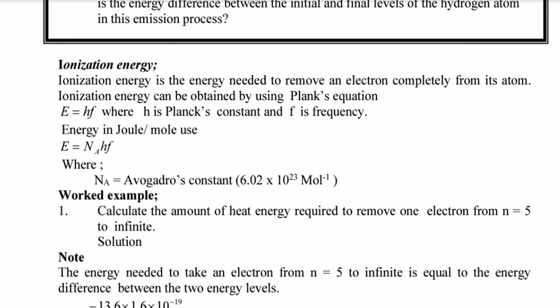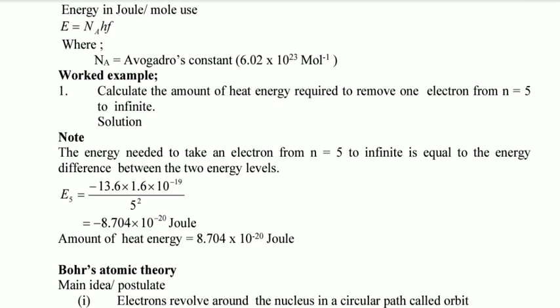which is energy is equal to negative 13.6 e divided by n squared. Now, in the ionization energy, n is infinity. N, which is the shell, is infinity. But as you can see here, ionization energy can be calculated using Avogadro's number, then Planck's constant, and frequency. So, for example, here, calculate the amount of heat energy required to remove an electron from n=5 to infinity.